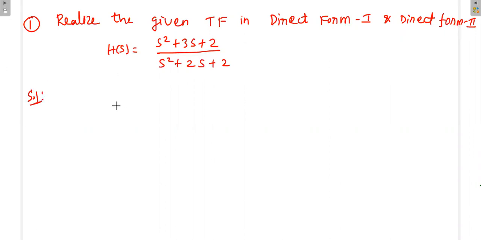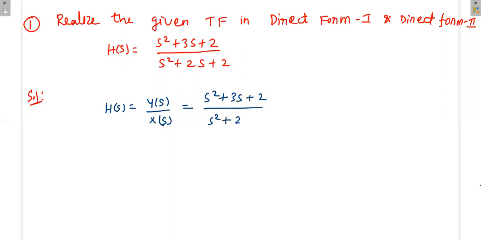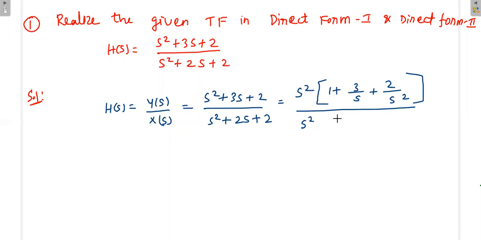Given H(s), we can write it as Y(s) divided by X(s), that is equal to (s² + 3s + 2) divided by (s² + 2s + 2). In the numerator, take s² outside, then 1 + 3/s + 2/s². In the same manner, in the denominator also, we have to take s² outside. So this is 1 + 2/s + 2/s². Again now s² cancels.